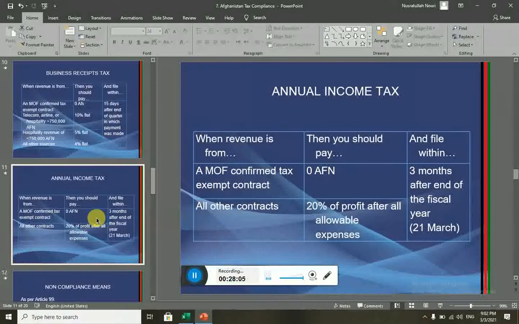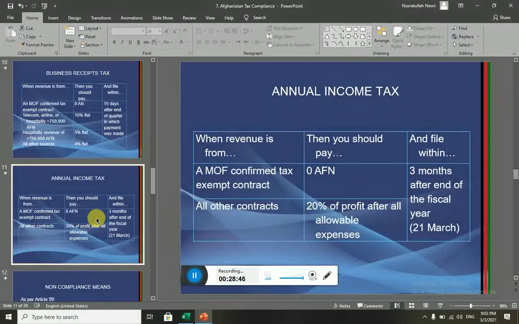The sixth one is annual income tax. So annual income tax is basically, we can say, the income tax. It's a 20% flat rate for all types of profits that you generate within the country. For this we have 2 categories. The first category is a tax exempt category. As previously discussed, if you are exempt from paying BRT, then you'll also be exempt from paying the annual income tax return.